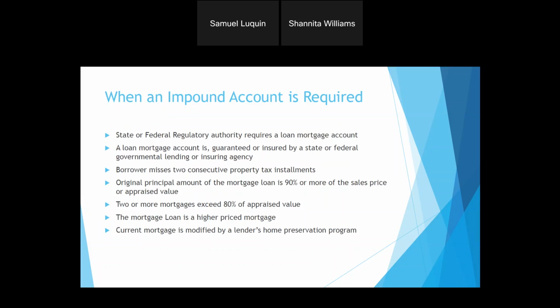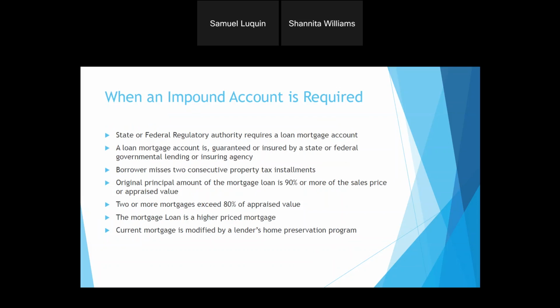An impound account may be required if the borrower misses 2 consecutive property tax installments. That doesn't necessarily mean 2 years' worth of payments, but just 2 consecutive installments. It'll also be required when the original principal amount of the loan is 90% or more of either the sales price or the appraised value. It may also be required if there are 2 or more mortgages against the property and the value of those loans exceeds 80% of the appraised value of the property, or if the mortgage loan is considered a higher price mortgage.